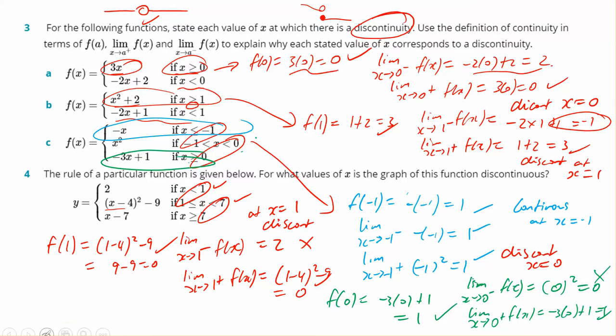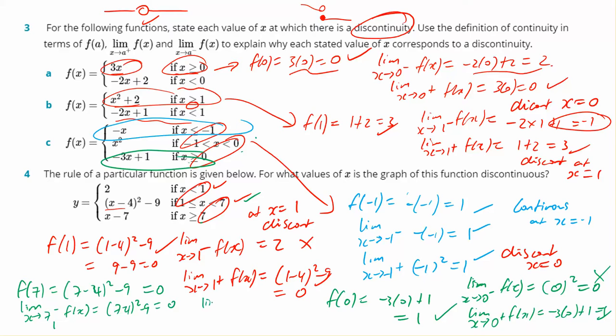Finally, we'll do the last one. We're trying to find out if there's a discontinuity at 7. f of 7 equals 7 minus 4 squared minus 9. 7 minus 4 is 3, 3 squared minus 9, 9 minus 9 is 0. Limit as x approaches 7 from the left of f of x. Which one's the left? This one's the left, because that's from 1 to 7, and that's from 7 onwards. So again, you just go 7 minus 4 squared minus 9, and you get 0.